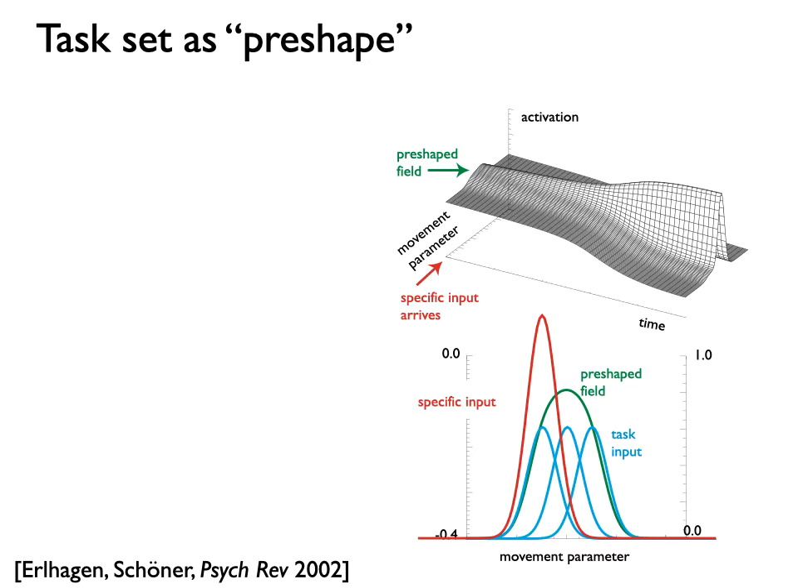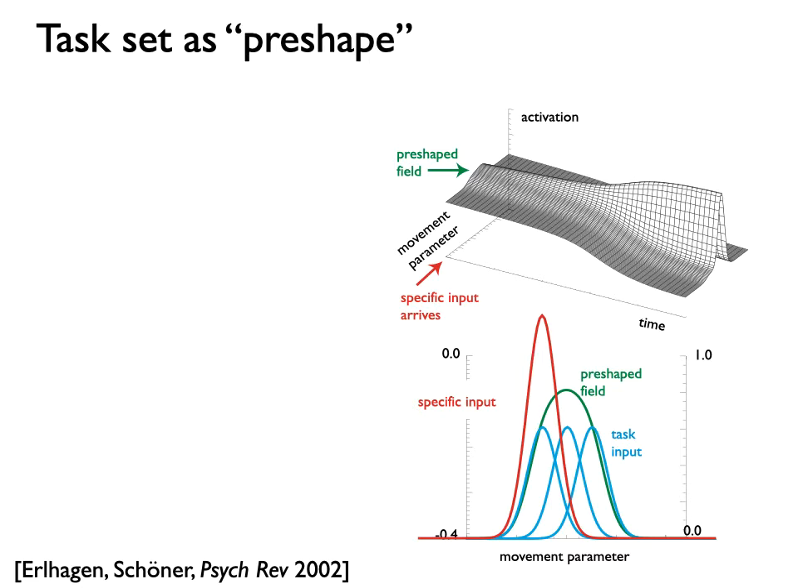But that input doesn't arrive at a field that is totally flat. It's a field that is pre-shaped, reflecting the kinds of choices that arise. So for instance, here I assume there are 3 possible movements that you might have to make, and we call that then the task input, so that the field is pre-shaped by their superposition. That's this green line. This would be all below threshold, right?